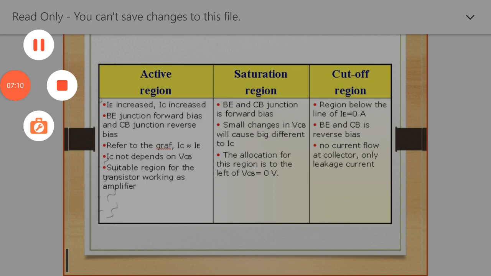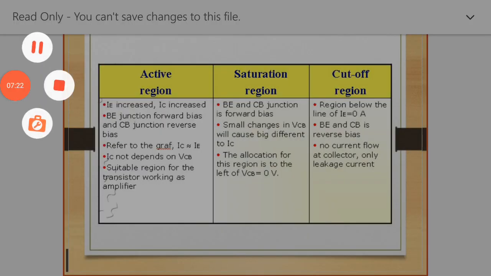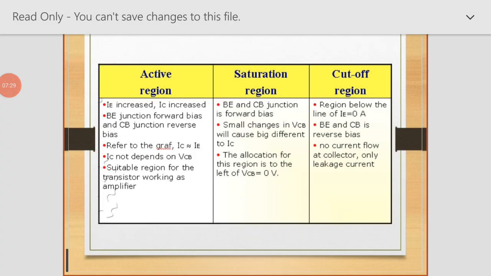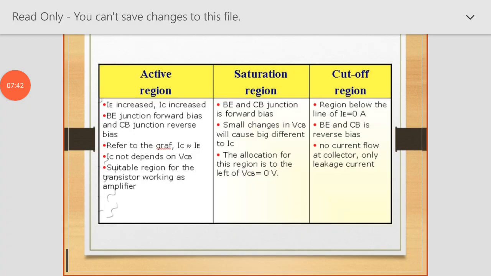There are three regions: active region, saturation region, and cutoff region. In the active region, as IE, the emitter current, increases, IC also increases. In the saturation region, the BE junction and CB junction are forward biased. In the cutoff region, IE is 0 ampere. In the active region, the BE junction is forward biased and the CB junction is reverse biased. In the saturation region, small changes in VCB cause a big difference in IC. In the cutoff region, the BE and CB junctions are reverse biased.